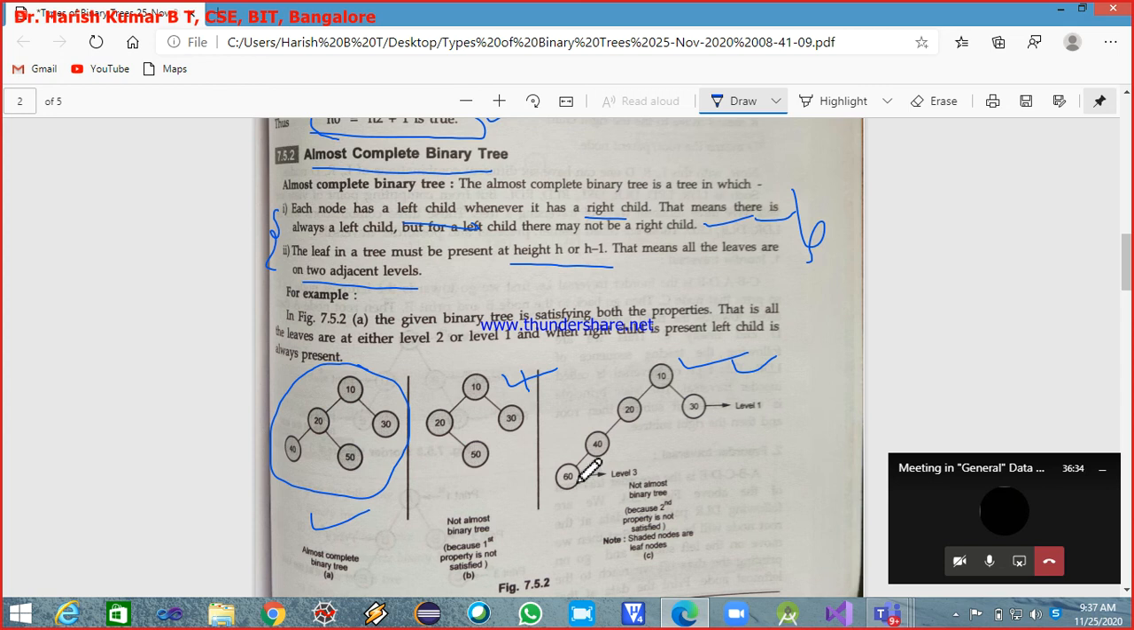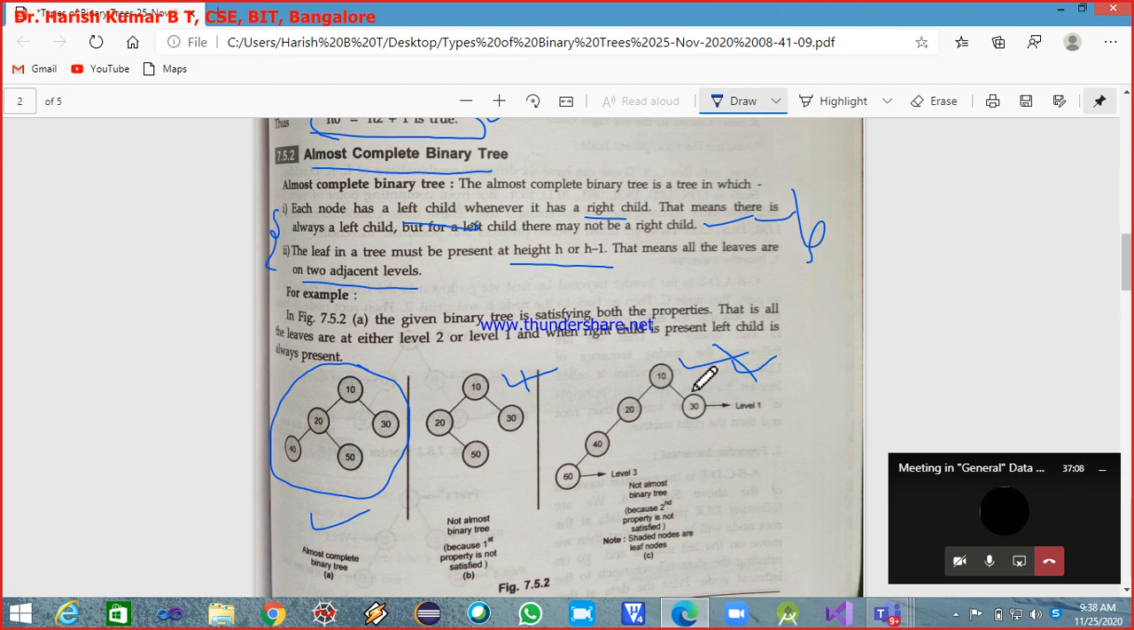No. This one is present at the height h, whereas this is present at h minus 2. We have this leaf node present at h, and this leaf node present at h minus 2 instead of h minus 1. Hence again we say this is not satisfying the second constraint, hence this is also not an almost complete binary tree.